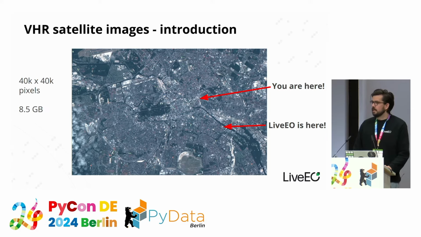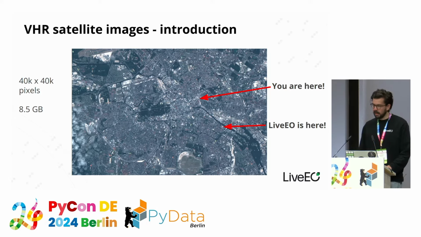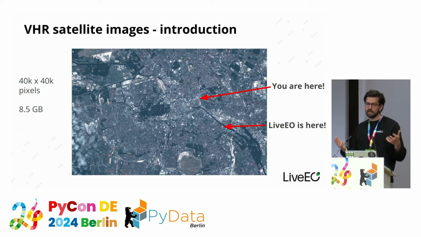To give you a bit of a sense of scale of how big the images are that we actually work with, this particular image is about 40,000 pixels by 40,000 pixels. I think it's 37,000 by 40,000, but that's roughly the size. That's a relatively large image, but not excessively so by any means. This image alone is about 8.5 gigabytes on disk, which is quite big. And as I said, to do this kind of stereo satellite calculation, you actually need two of these images.